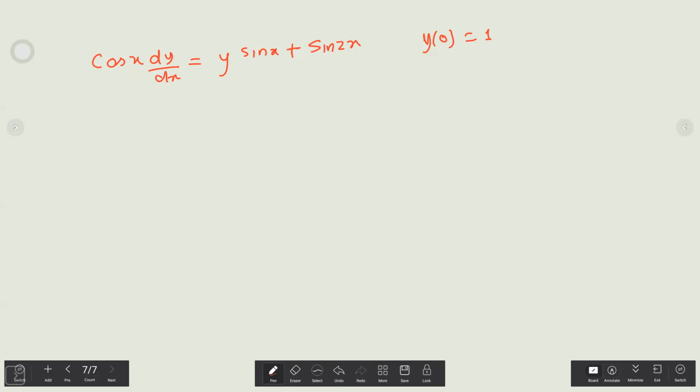Now the problem here is that I can see dy by dx, I can see a y, but they are not in that structured format that we need. So the structured format is, firstly, you bring everything to one side. Let's say cos x times dy by dx, bring in y here, so it becomes negative sine x times y equals sine 2x. Now you divide everything by cos x, because I need that particular format, dy by dx plus p of x times y equals q of x.